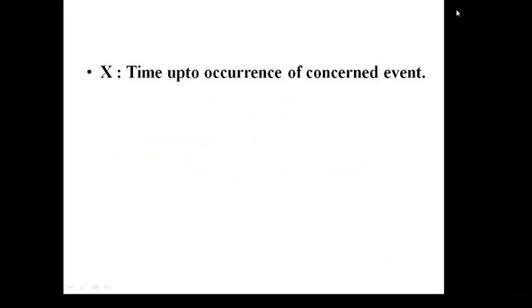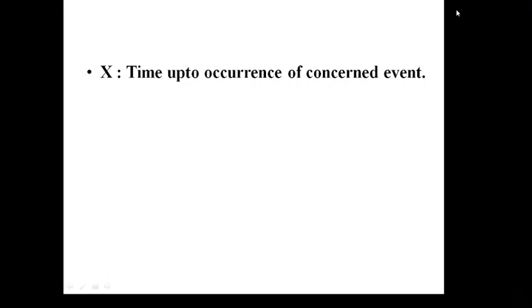Suppose x is the variable that denotes time up to occurrence of a concerned event. So an event has been specified and we are observing the random variable which measures time up to occurrence of that specific event. Such kind of random variables cannot be handled using our regular analytical tools because there are some different concerns regarding these kind of random variables.